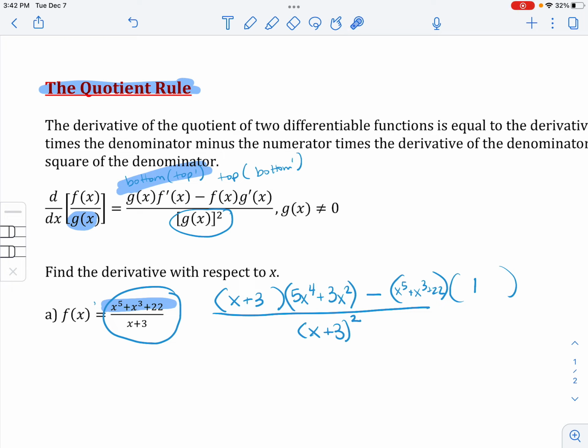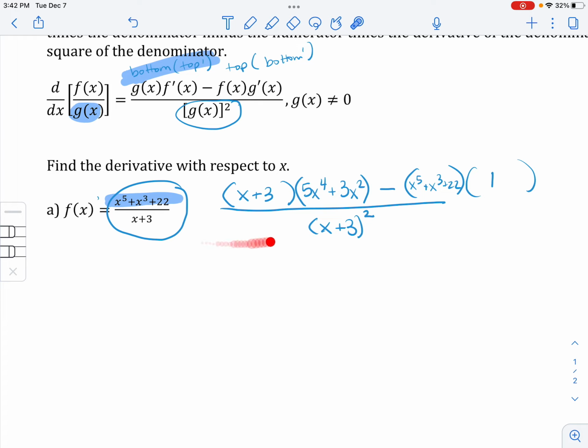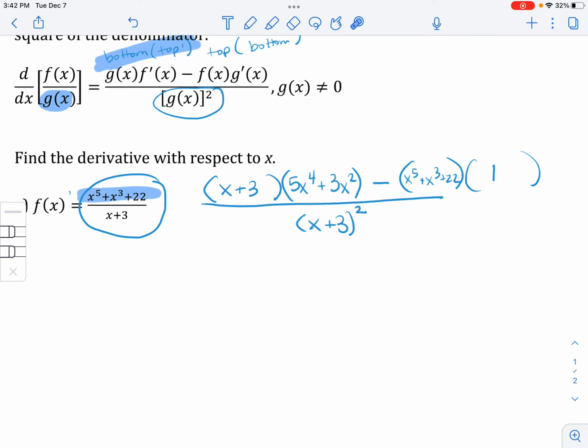So let me go through that one more time with you. Bottom keeps the same, derivative of the top. Keep the top the same, take the derivative of the bottom. Take the bottom and square it. So this bottom part stays exactly the same. Bottom, top derivative, top the same, bottom derivative, subtract it out, multiply it through.